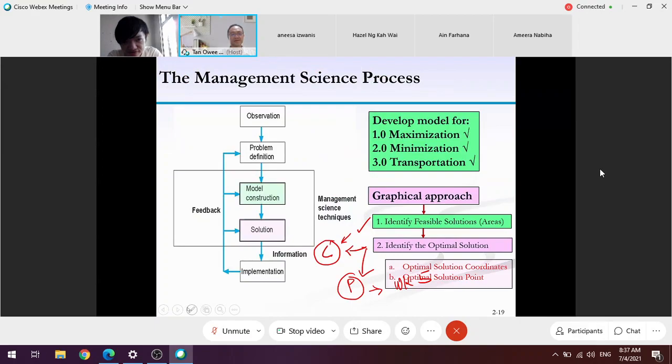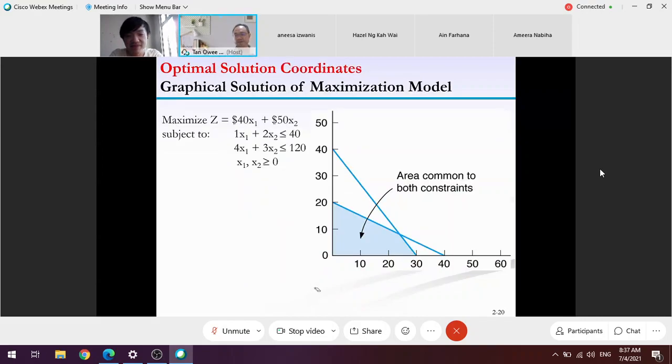There are two methods. One is the optimum solution coordinate. One is the optimum solution point. I'll show you the coordinate method first. It's what we have discussed earlier on, that the area in blue is the feasible solution area. So based on the concept of coordinates, in order to find the optimum solution, the optimum solution is at the extreme point of the common feasible area.